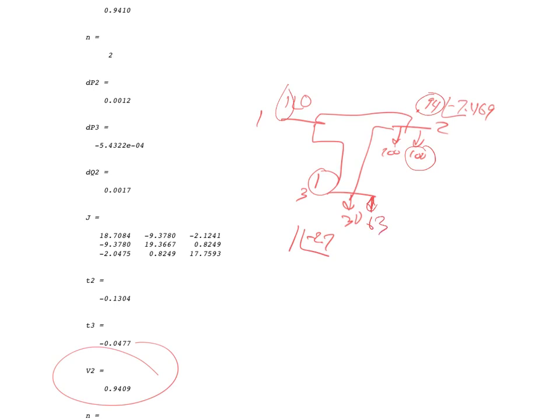Question? Where'd you get the one at the angle of negative 2.7? Where'd you get that from? I just multiplied the radians by 180 over pi. I calculated that in a script file.